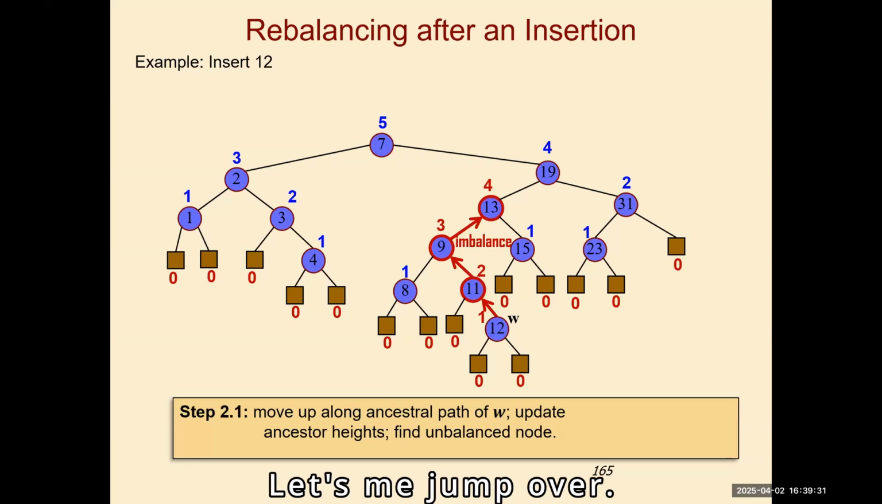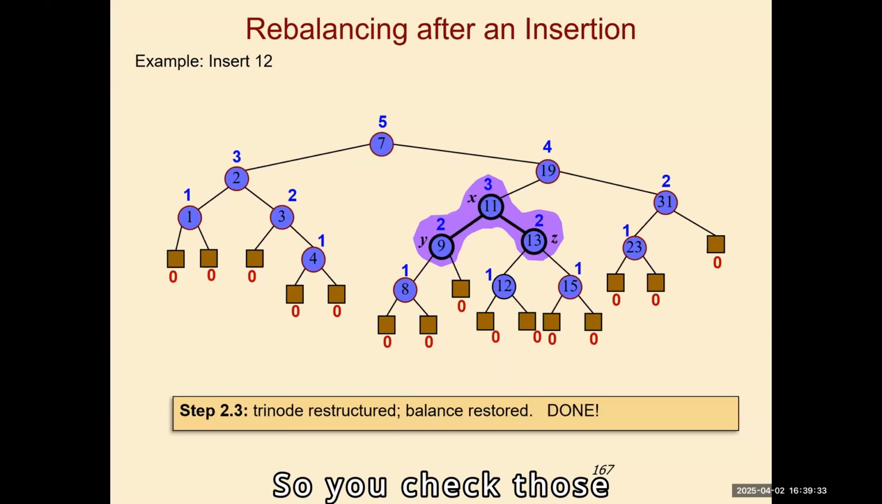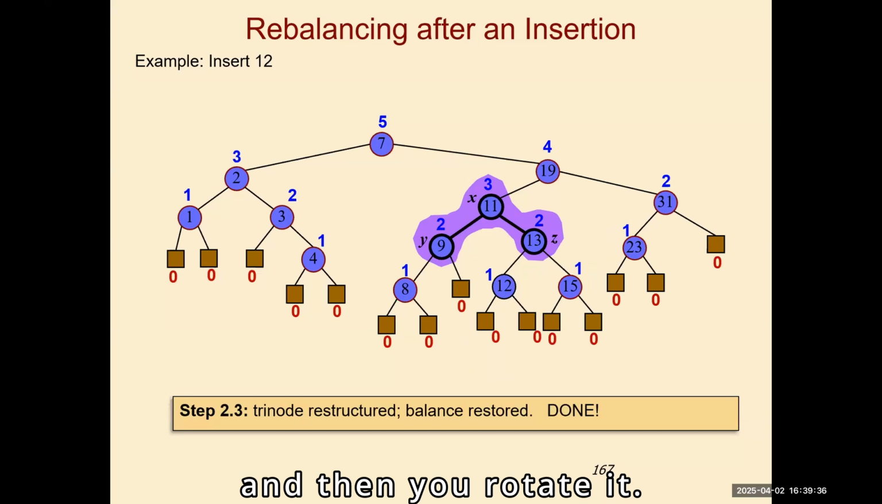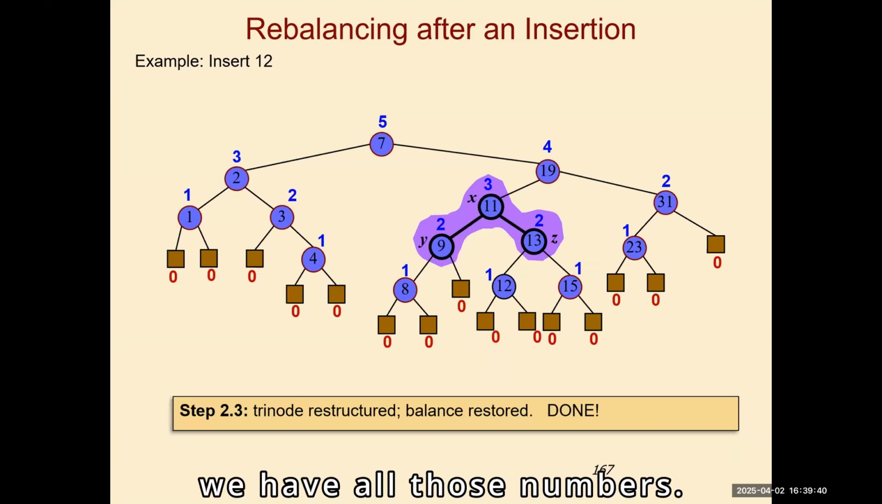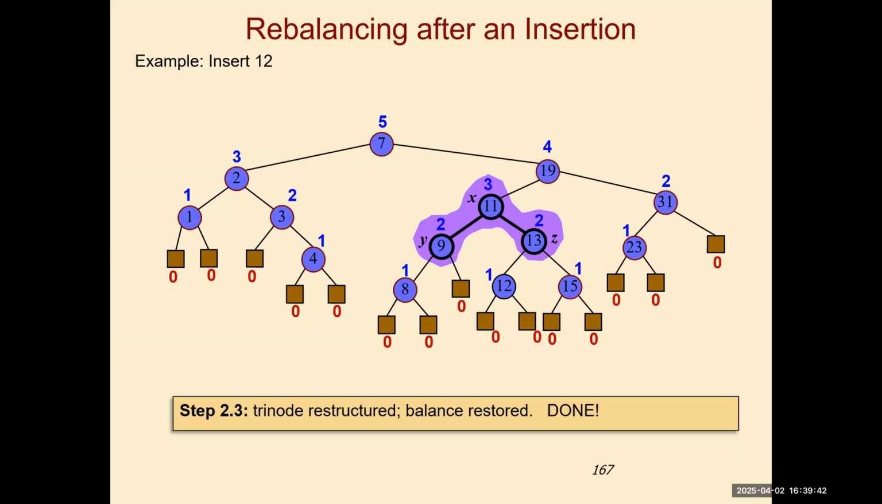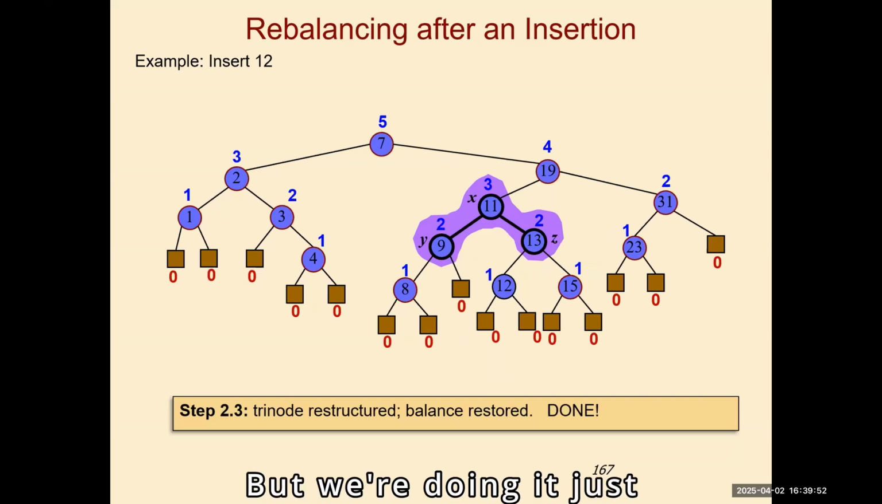And here, let's jump over, right? So you check those, and then you rotate it, right? And then you say, oh, look, we have all those numbers. The numbers have to do with the heights, right? You could think of fancy code for adjusting these heights, but we're doing it just ourselves with paper. So just give me the heights, right? What height is this tree? I don't know. What height is this tree? What height is this tree, right? You just eyeball it and give the heights.